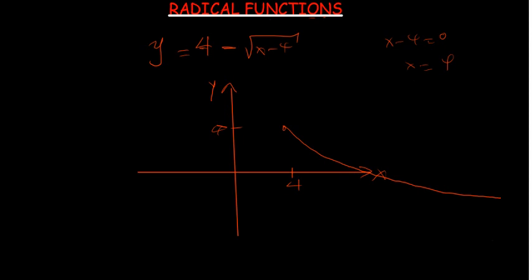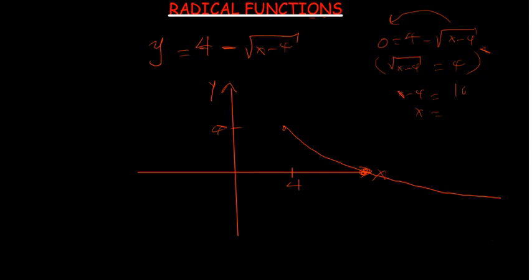We can actually find the point where the graph has cut the axis. We know that at that point our y is equal to 0. So we want the point where y is 0. That would be 0 is equal to 4 minus the root of x minus 4. We can take the root this side, it becomes positive: root of x minus 4 is equal to 4. So we can square everything. That will give us x minus 4 is equal to 16, and then x is equal to 16 plus 4. x will be equal to 20.